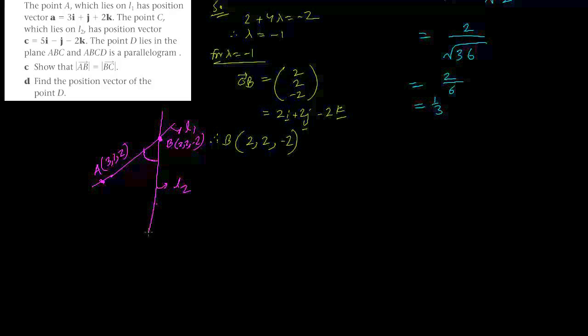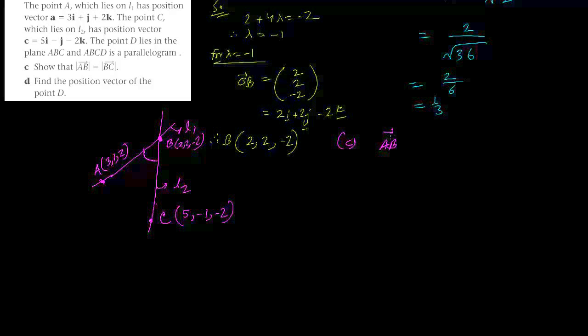And we have another one over here that has point C, and it lies on L2. And it has position vector 5i minus j minus 2k. So 5, minus 1, minus 2. So this is the information that we have. So we have to show that the modulus of the vector AB and the modulus of the vector BC are equal. So let's do this over here. Question number C.